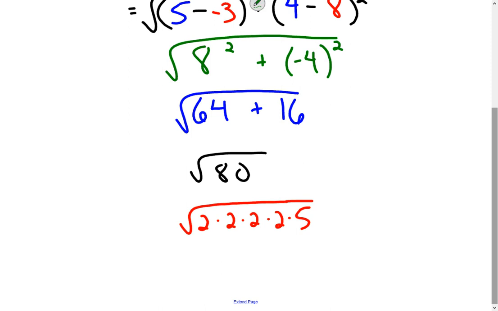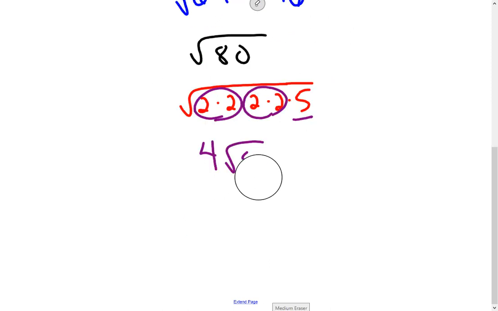Then I see a pair of 2's here. That's going to bring a 2 on the outside. It's going to bring another 2 to the outside. So I end up with 4. I still have that 5 there. So 4 root 5. This would be my exact value of 4 root 5.